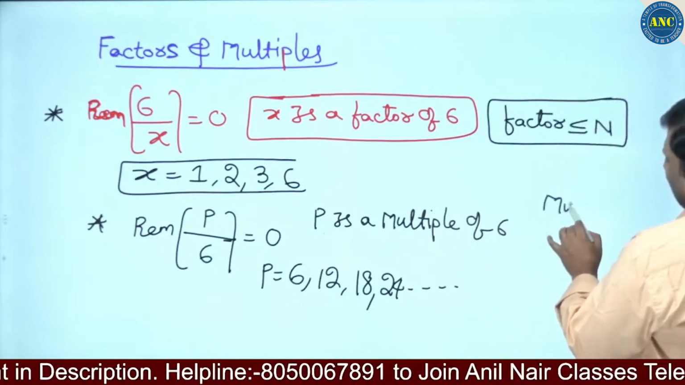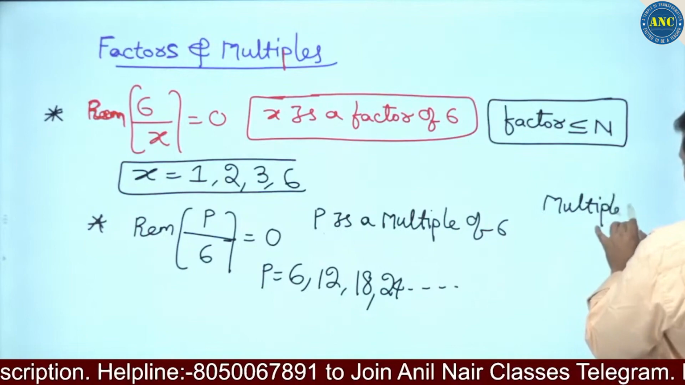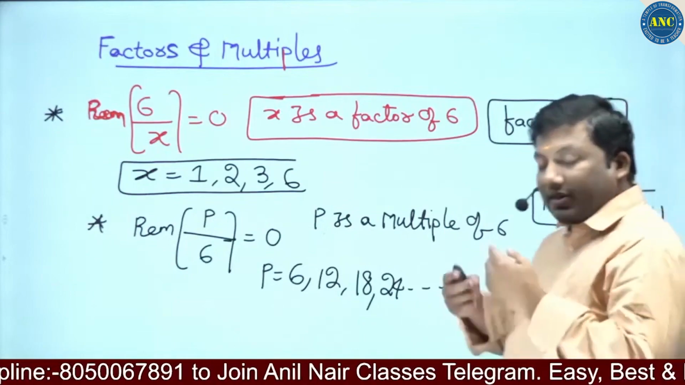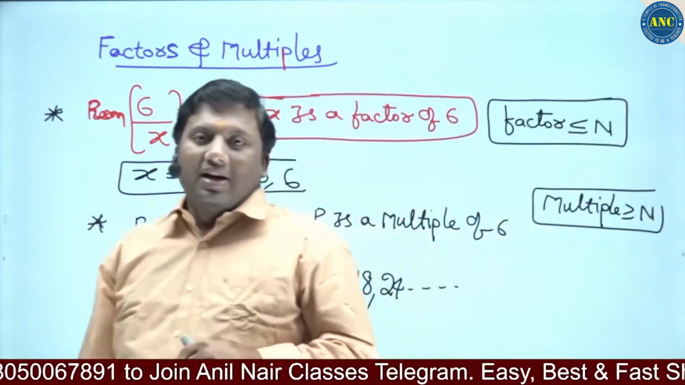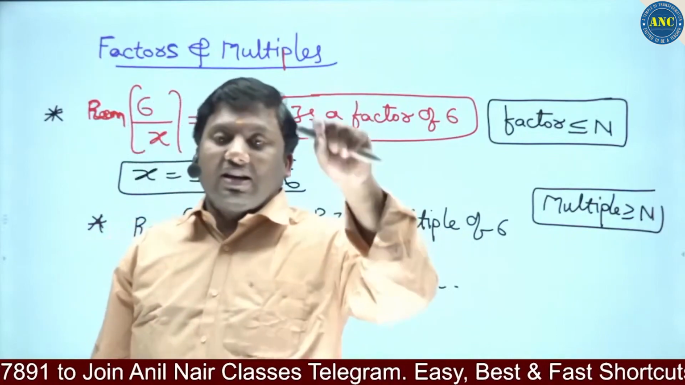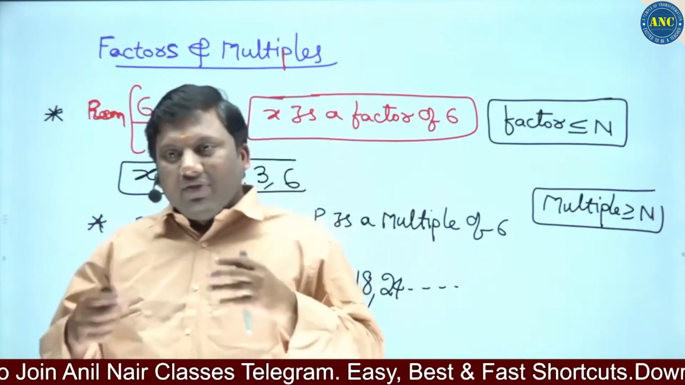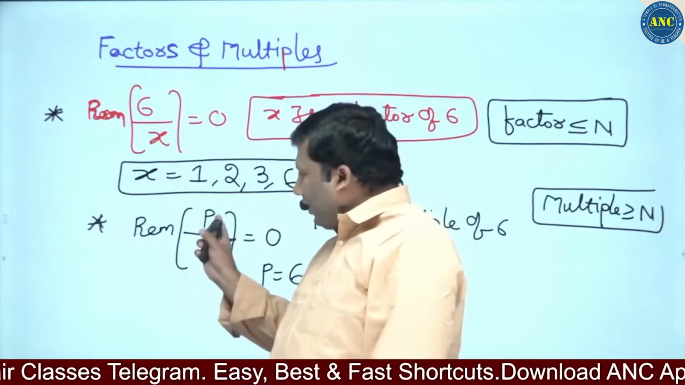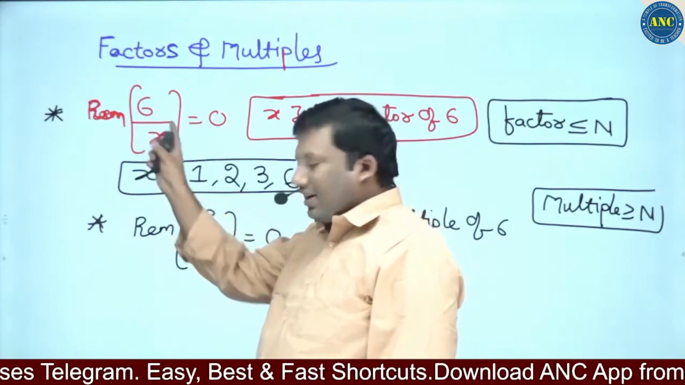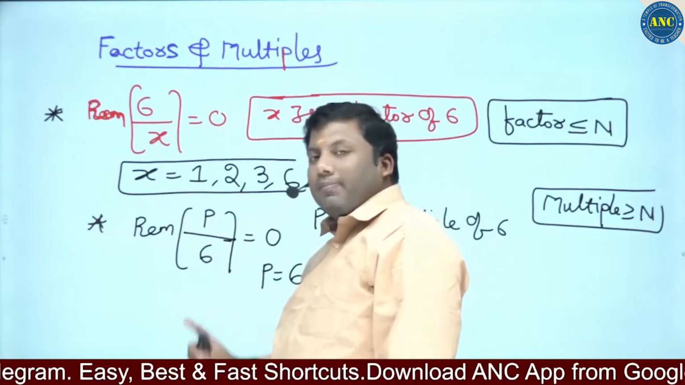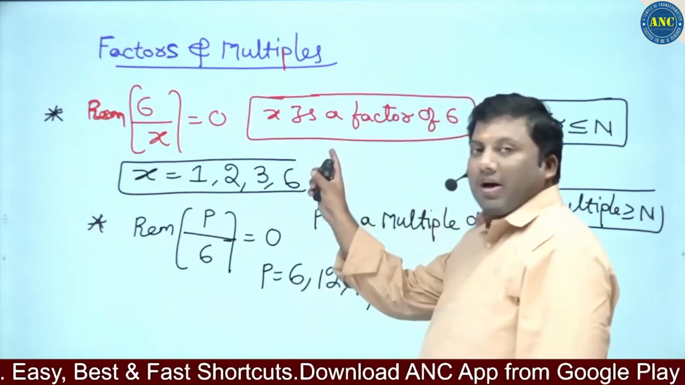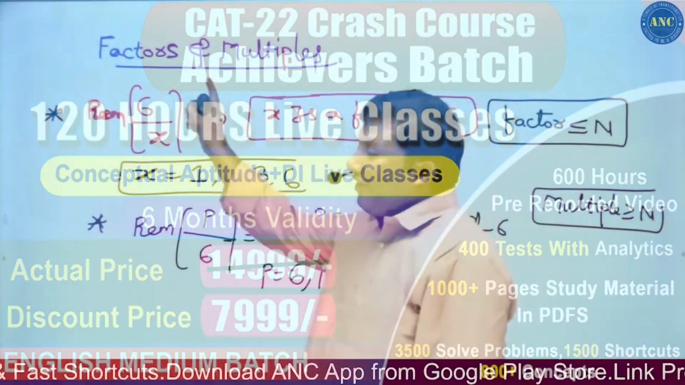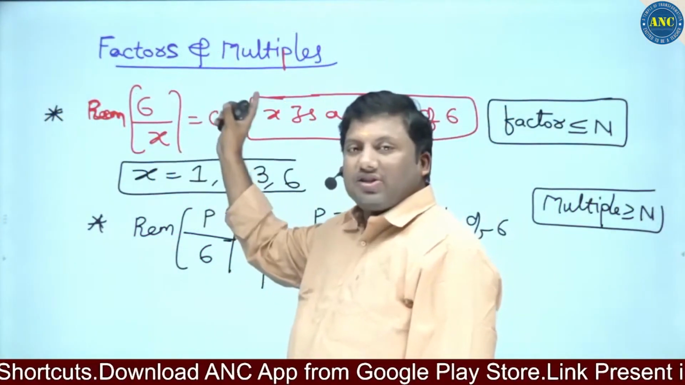A multiple is always greater than or equivalent to n. A factor means the number which is less than a given number and perfectly divides the given number. That is called the factor. Here x is dividing 6, and P is getting divided by 6. I hope it is clear. One is the mathematical definition for a factor, another is the mathematical definition for a multiple. I hope the definitions are clear.